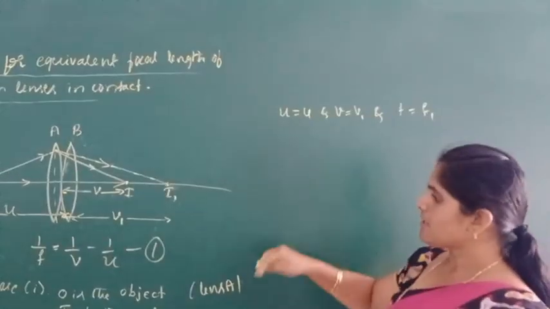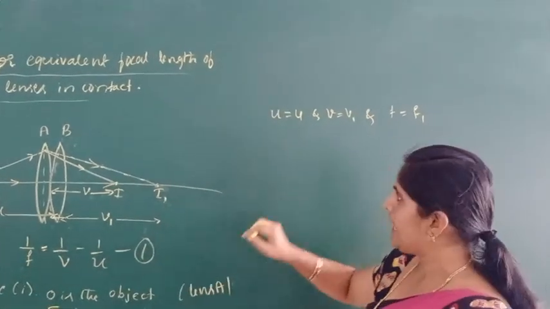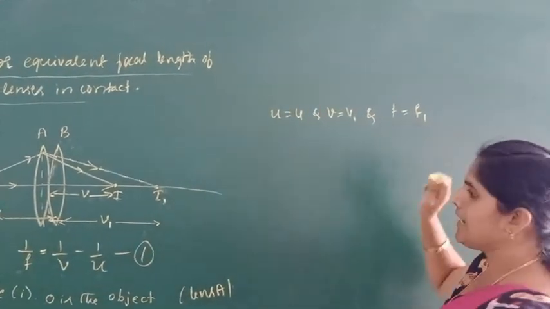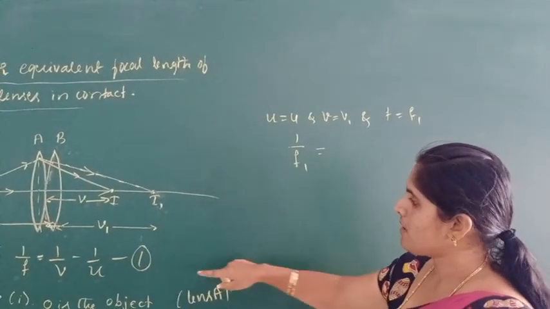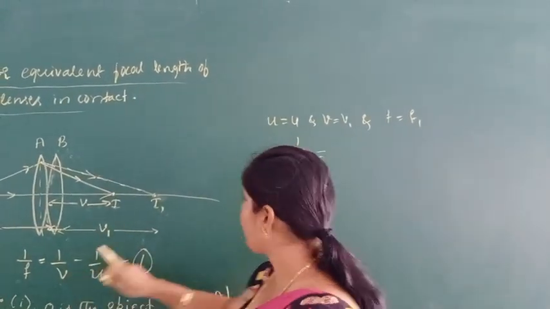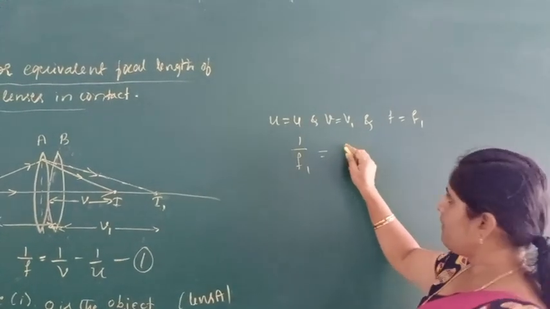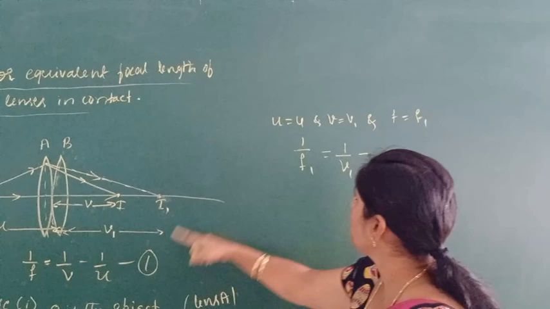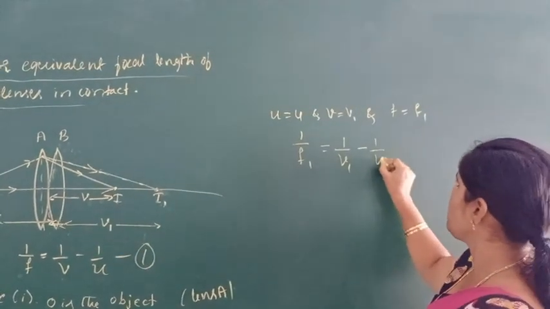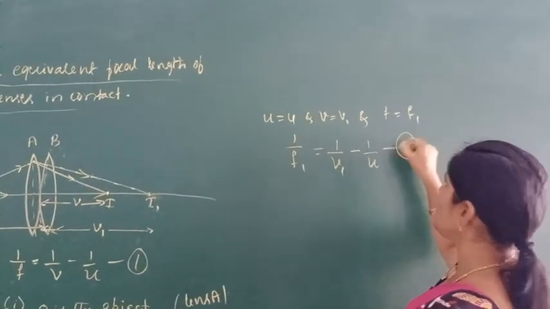Okay. So now we substitute this in equation 1. Instead of F, we will write F1. So equation 1 becomes 1 by F1 is equal to 1 by V, instead of V we will write V1, so 1 by V1 minus 1 by U. U is the same. Call this equation number 2.